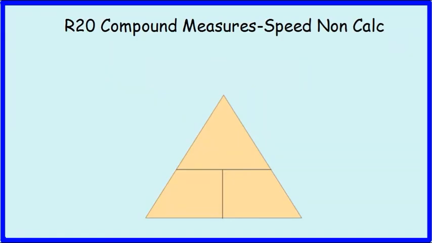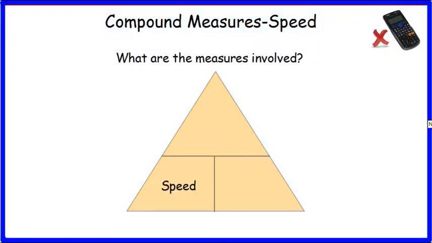In this video, we're going to look at compound measures. I'm going to look at speed, non-calculating. So when we're dealing with speed, we're going to use this triangle formula. So what are the measurements when we're involving speed? We have got speed, distance and time.